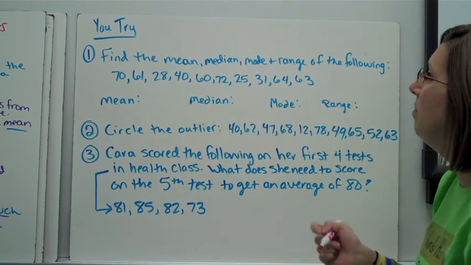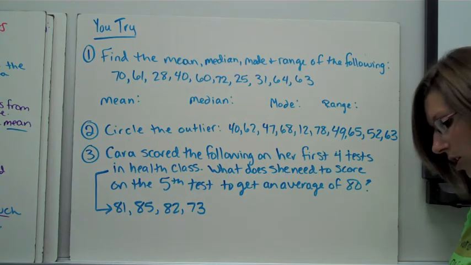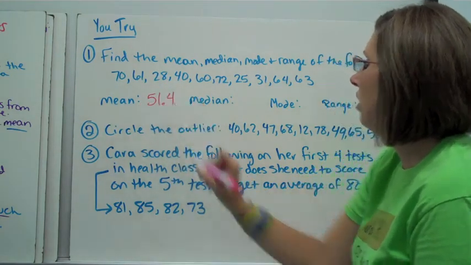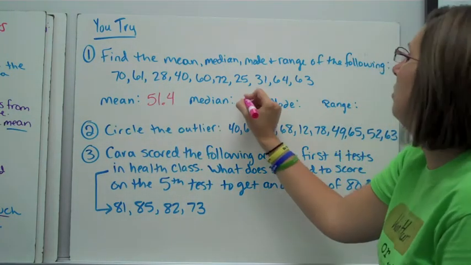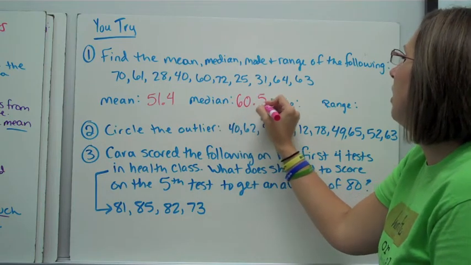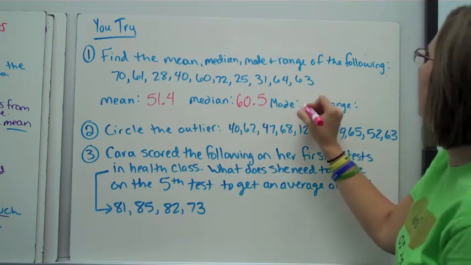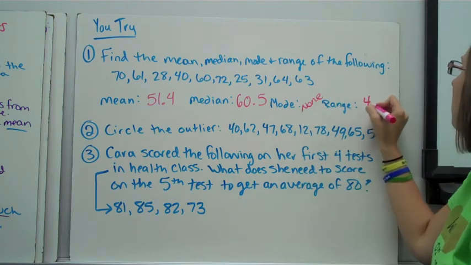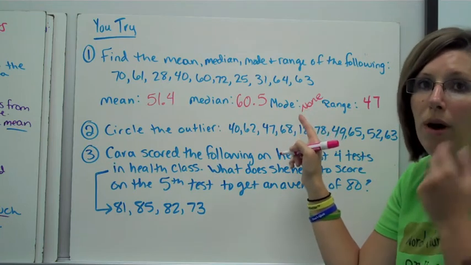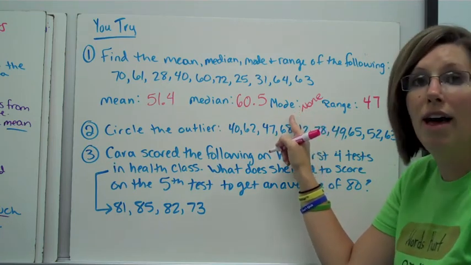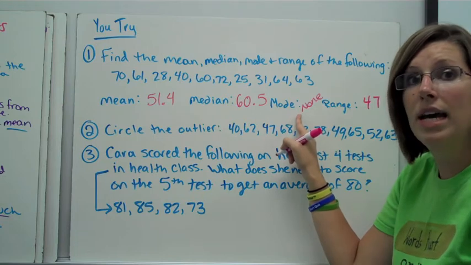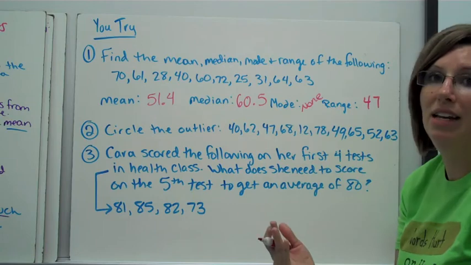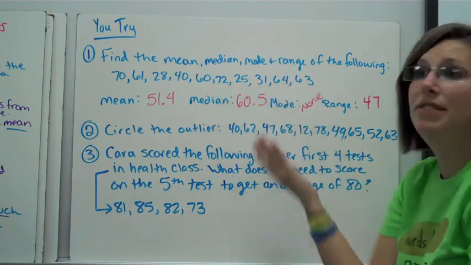Okay, so when you're finding the mean, median, mode, and range of the following, your mean is 51.4. Your median is 60.5. Your mode is none. And your range is 47. Make sure when you write mode, you specify that there is no mode or none. Please do not write the number 0 because 0 could be mistaken for the mode, for a piece of data.